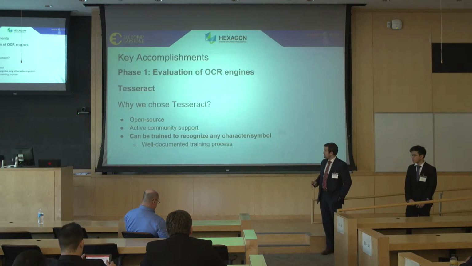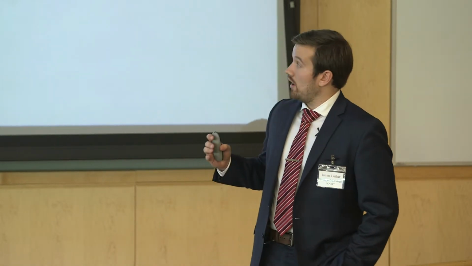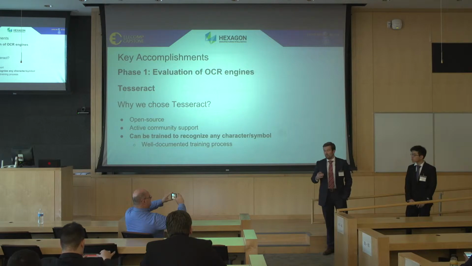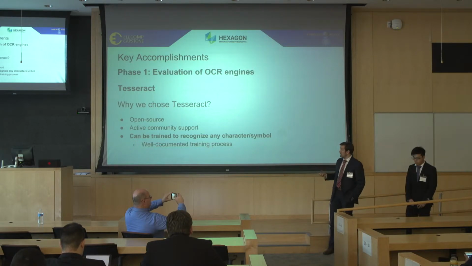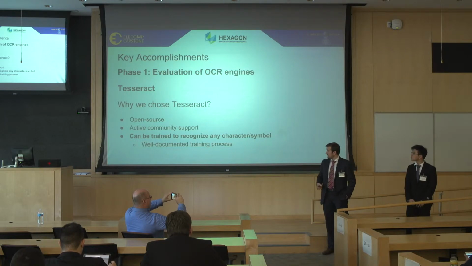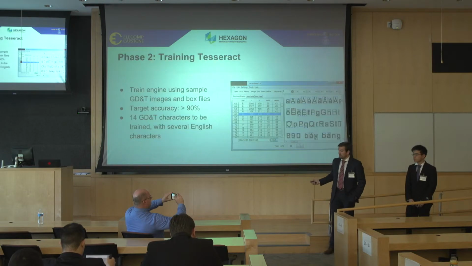For our key accomplishments, the first phase was choosing an OCR engine to start with as our baseline. We chose Tesseract for this. Tesseract was developed by Google and HP, and it is an open source product that has an active community to help support, and it can be trained to recognize any Unicode character or symbol. This has a well-documented training process and was one of the main reasons why we chose it.